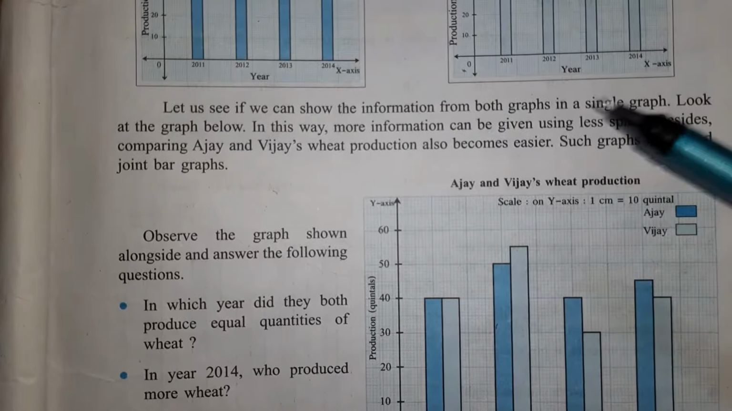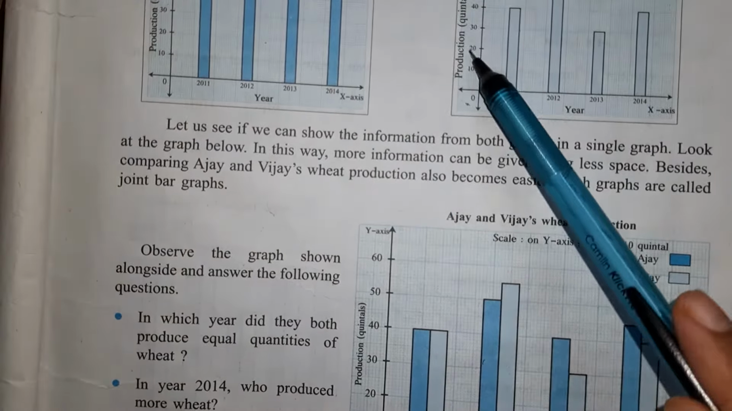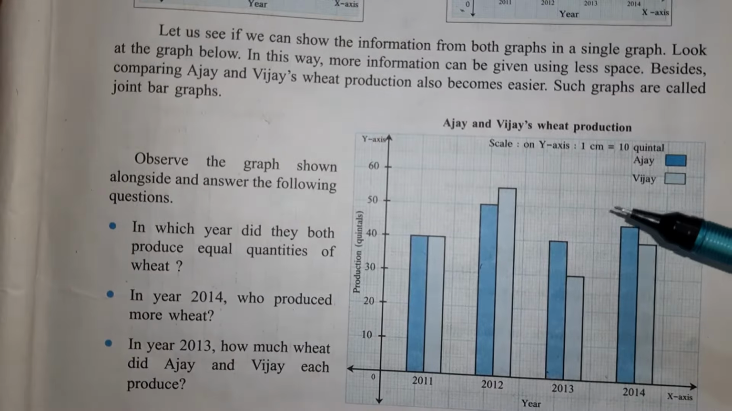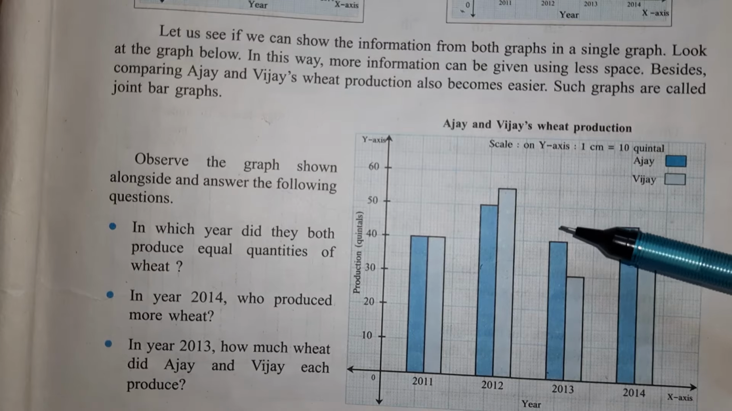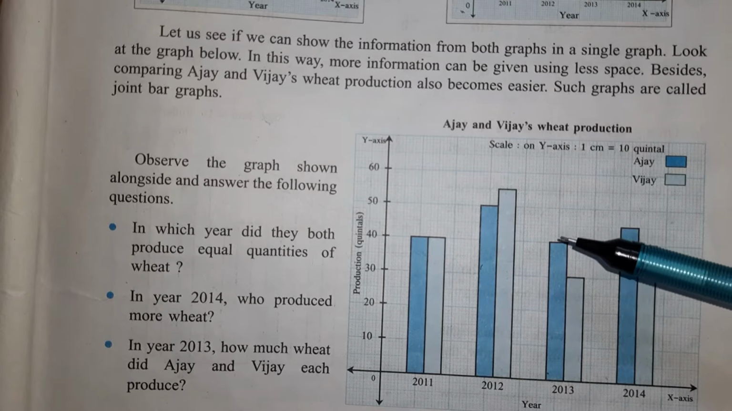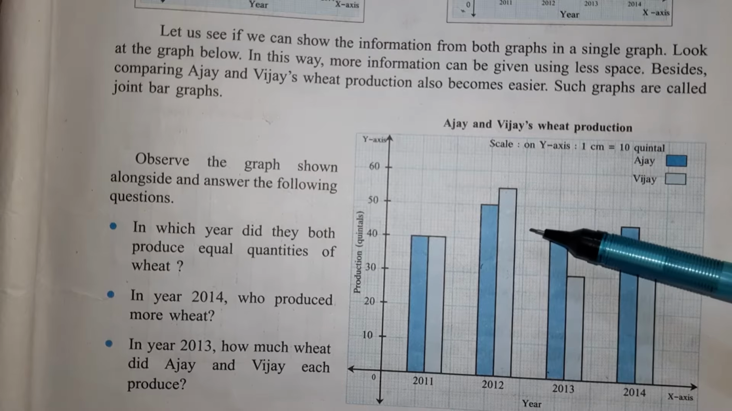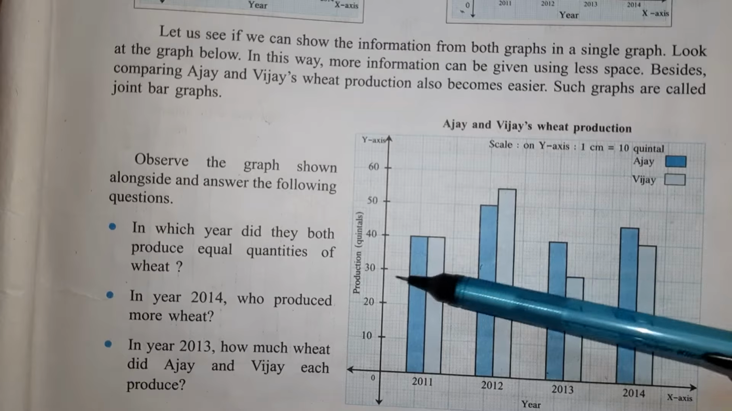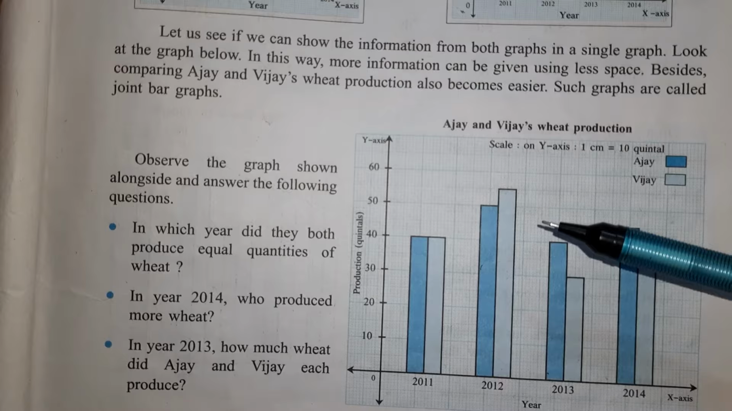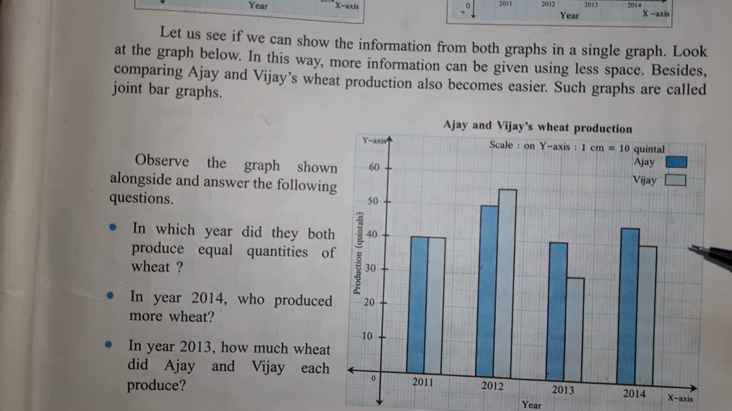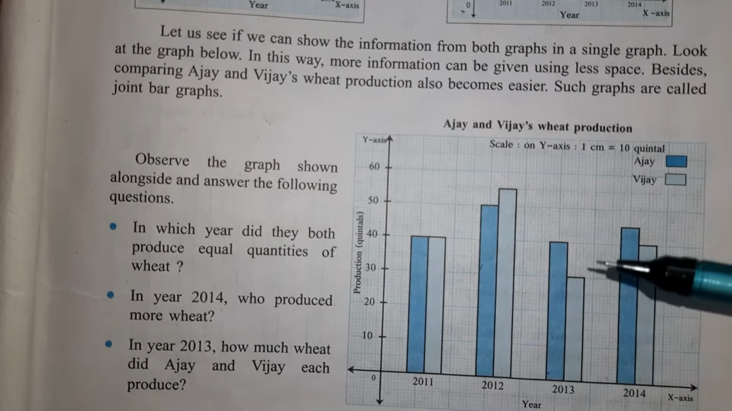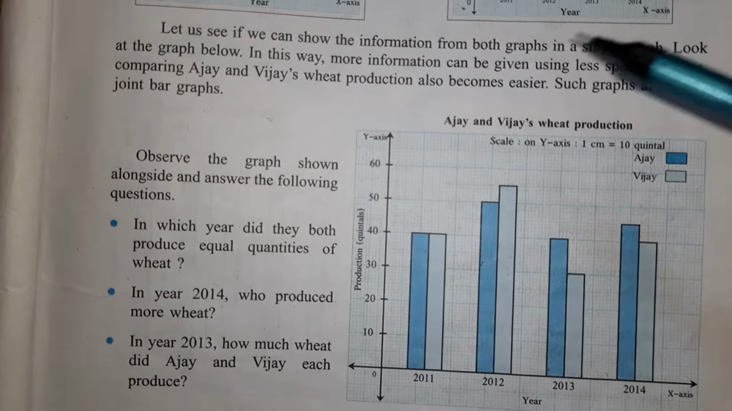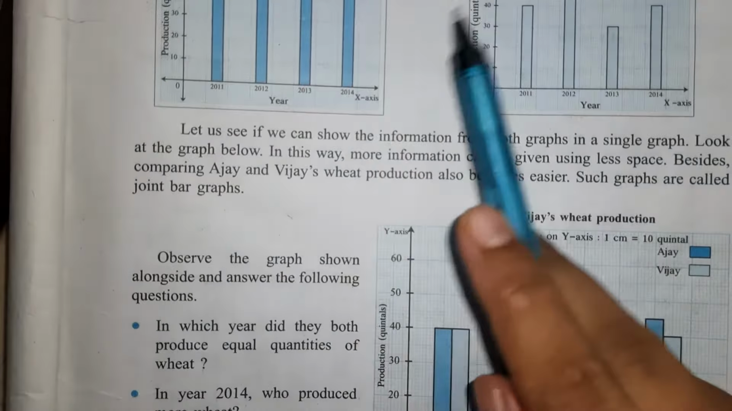Now see here. When we combine this and this graph, it looks like this. So what is the advantage of drawing such graph? Because in this way we can use less space. And comparison of Ajay and Vijay's wheat production also becomes easier, and we require less time also for showing the information graphically. So there are many advantages when two similar types of information we have to show.